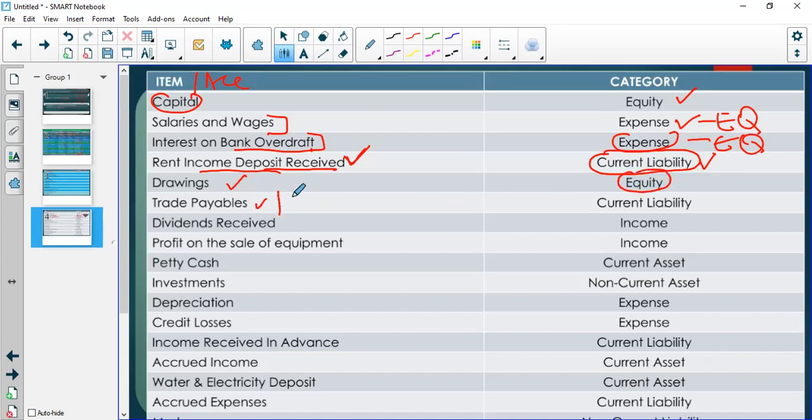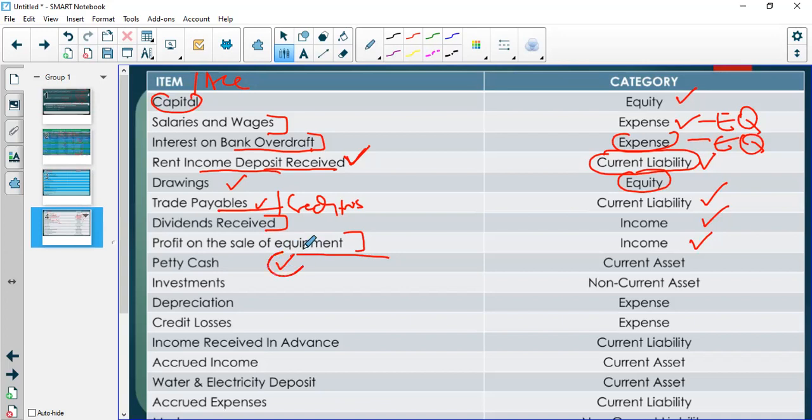Trade payables is also creditors. That's a current liability. Remember, those people from whom we buy on account, we haven't paid them, but we are buying things to sell. In other words, we're buying inventory from them, not just anything that we owe. We owe them for the inventory. They are called creditors. Dividends received, it's straightforward, that's income. If we make profit on the sale of non-current assets, that's also income.